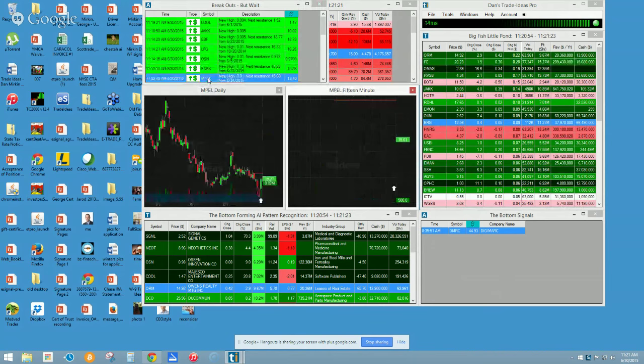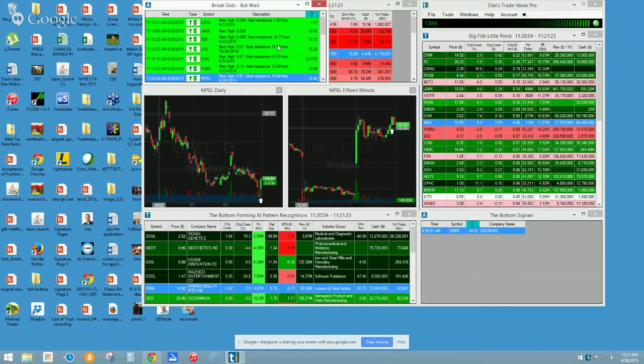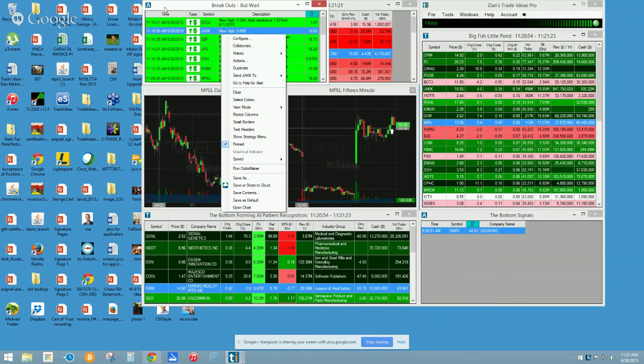So here's the thing that we notice when we look at these stocks. Every one of these stocks is going to look pretty good on a chart, but how the heck are we going to know what to do with it? So here's what we're going to do. I'm going to right click, and on any alert window with an A in it, you can do this. You can right click and say run Odds Maker.